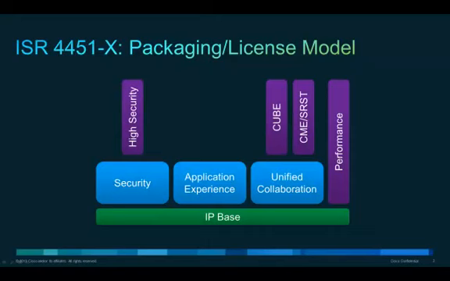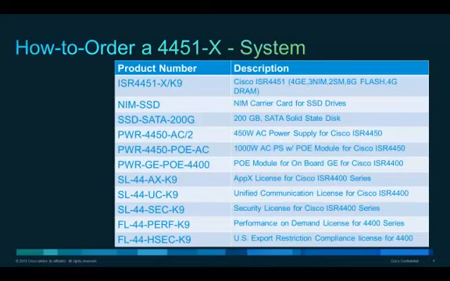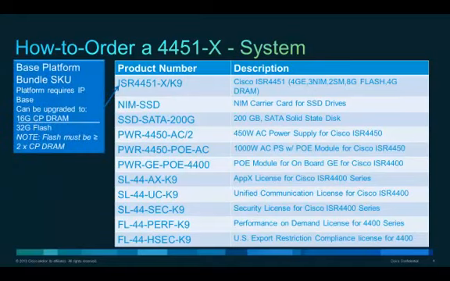So that's basically the hardware and software that you can order and configure on a 4451. Let's take a look at the actual SKUs, the actual part numbers that you would order. The first of these is really the base platform, the 4451X-K9. By default, it's going to come with your base memory, your base flash, basically everything that you need in the system. Your DRAM and your flash can be upgraded.